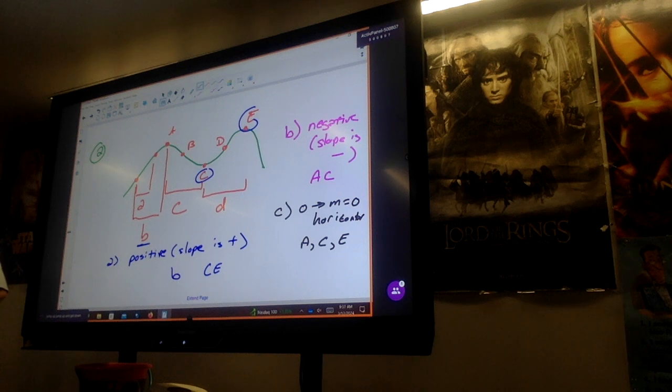Okay? And then number 3 we do on the same graph. At what point does it change from positive to negative? It happens at A. And then from positive to negative, it also happens at E. So A and E is where it goes from a positive slope to a negative slope. If I wanted negative to positive, it would go from A to C, and then E to whatever.